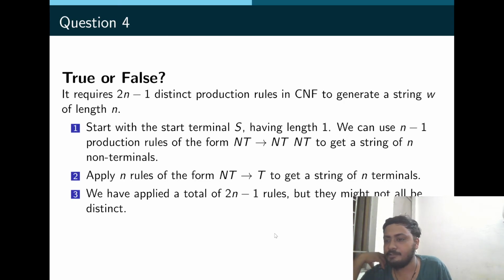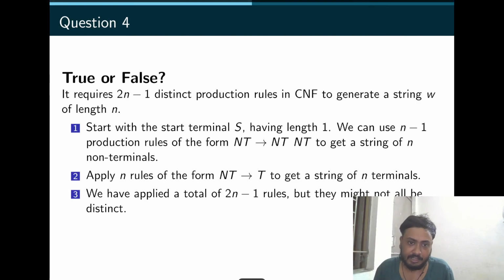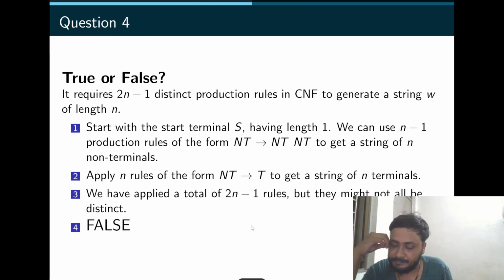But all these rules may not be distinct. In the question it has been mentioned distinct. They may not be distinct rules, and that is why this is false.